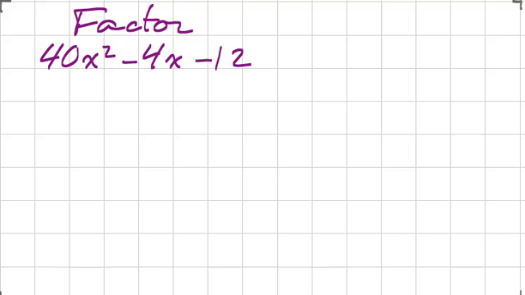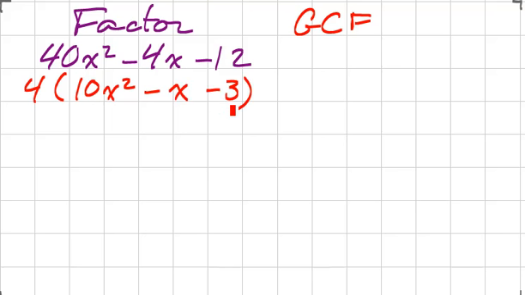Don't forget, though, that you always look for the greatest common factor, and sometimes it's there. So always look. In this case, 4 comes out. Then I've got 10x squared minus x minus 3, and I'll let you take it from there. Okay. Two numbers that multiply to give negative 30 and add to give negative 1. There you go. All right, good luck.